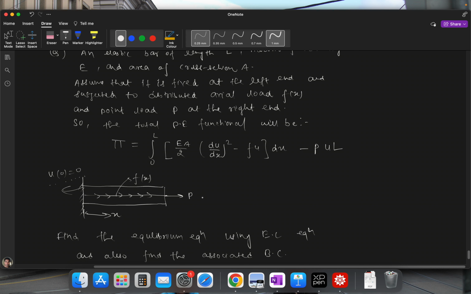Sir, there is a term PUL. Is that constant or depending on this? This P is actually a constant, which has been applied at the point here, that is at a distance of x equal to L, and U is a variable. And here L is the total length of this bar.